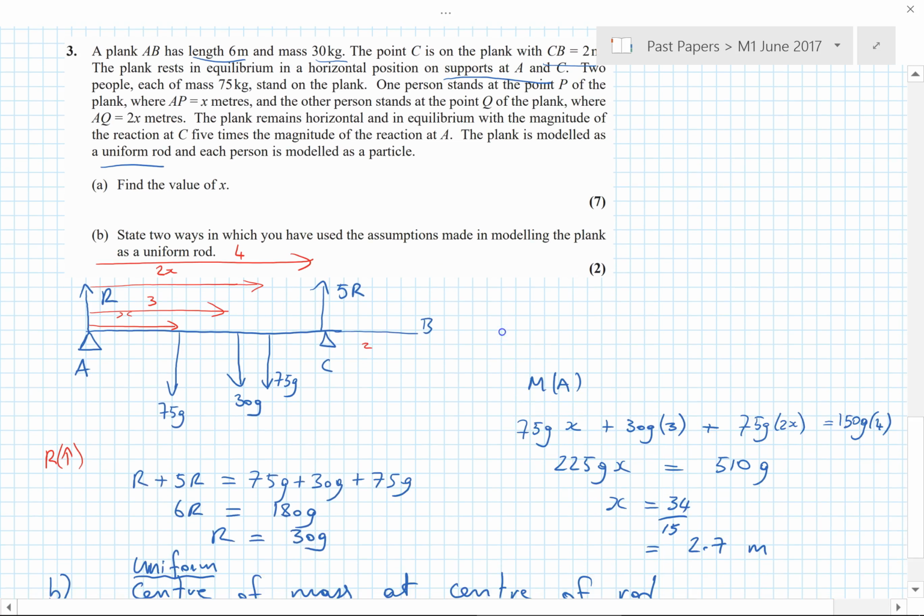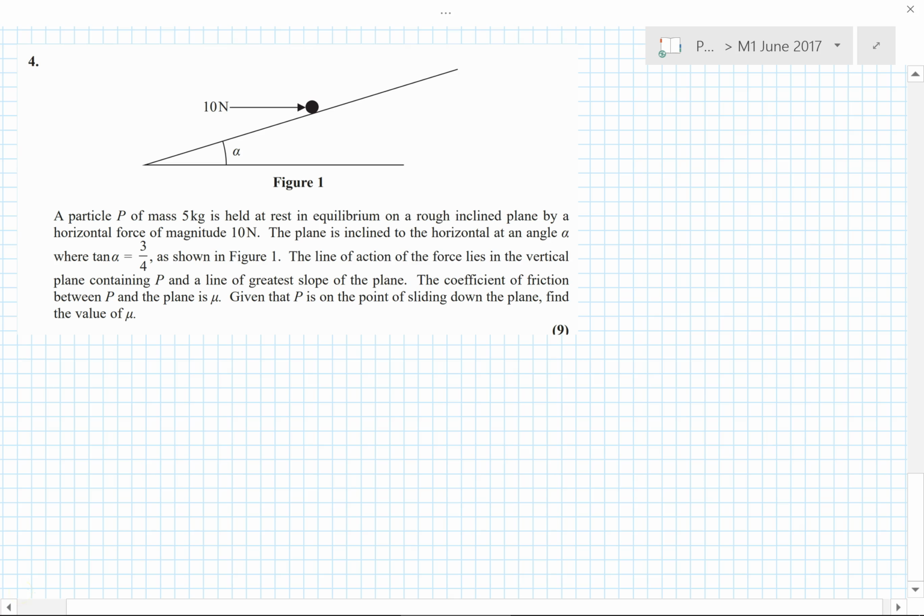Let's have a look now at question 4. Question 4 is something we see quite a lot of. We've got something in limiting equilibrium, on the point of sliding down the plane, which means that friction is up the plane. And we have a reaction force perpendicular to the plane, a weight acting down, and the angle alpha can be put onto our diagram like that.